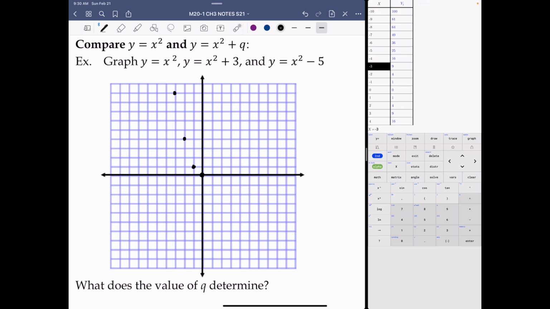Right there. Going the other direction. When x is 1, y is 1. When x is 2, y is 4. And when x is 3, y is 9. Then we can join our points together. And there is the graph for y equals x squared.